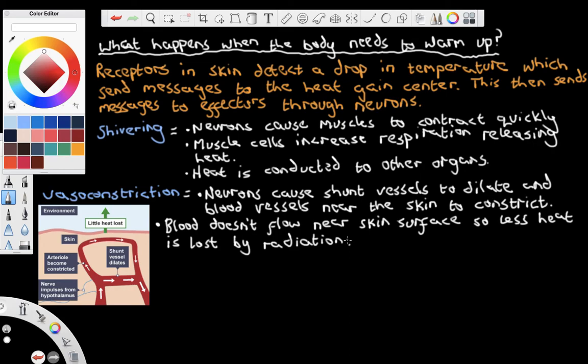Next one, everybody's favourite. When you are cold, you get a hair erection. Hair erections. What this means is that hairs stand on end. When you are cold, your hairs on your body stand up straight. What this does is it traps a layer of air between your skin and the environment, which insulates it. So we can say that hair erector muscles contract.